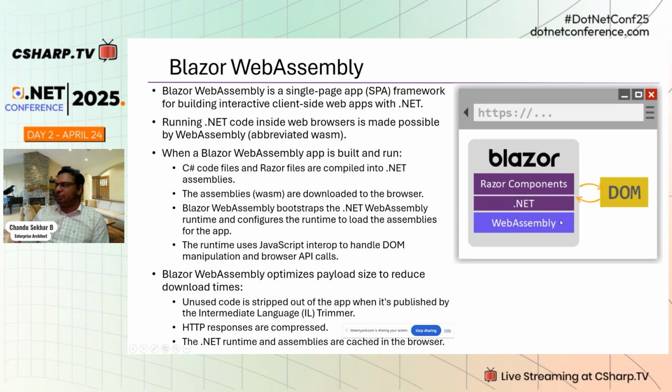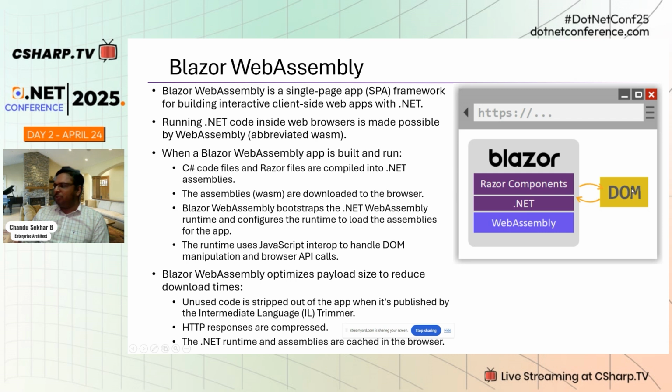As I mentioned, whenever a WebAssembly application is built and run, four things will happen. The C# code files and the Razor files are compiled into .NET assemblies, and those assemblies will be downloaded to the browser. Blazor WebAssembly bootstraps the .NET WebAssembly runtime and configures the runtime to load the assemblies for the application. So everything will be bootstrapped and downloaded to the browser.